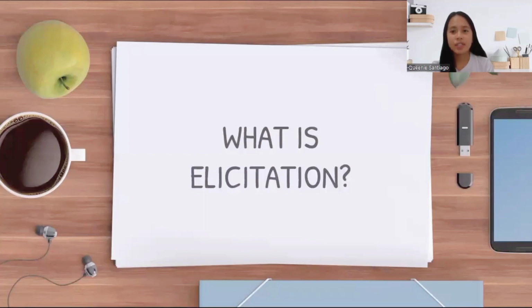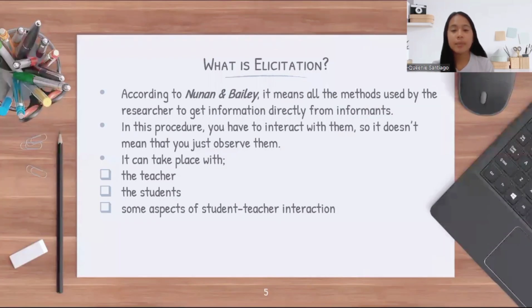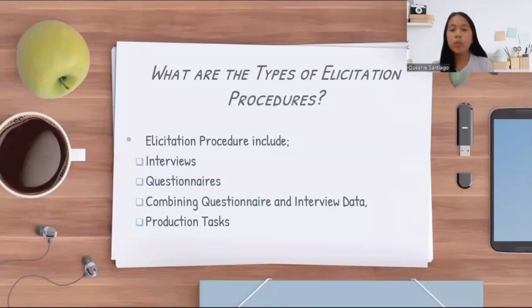What is elicitation? According to Nunan and Bailey, it means all of the methods used by the researcher to get information directly from the informants. In this procedure, you have to interact with them, so it doesn't mean that you just observe them. It can take place with the teacher, the students, or some aspect of student-teacher interaction. What are the types of elicitation procedures? Elicitation procedures include interviews, questionnaires, combining questionnaire and interview data, and production tasks.